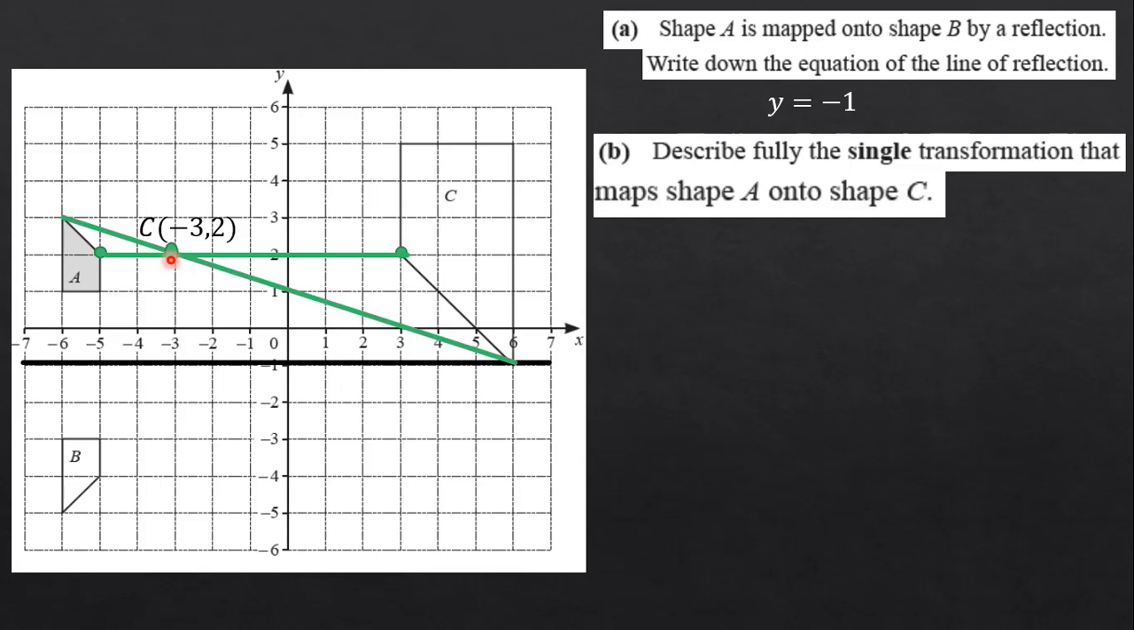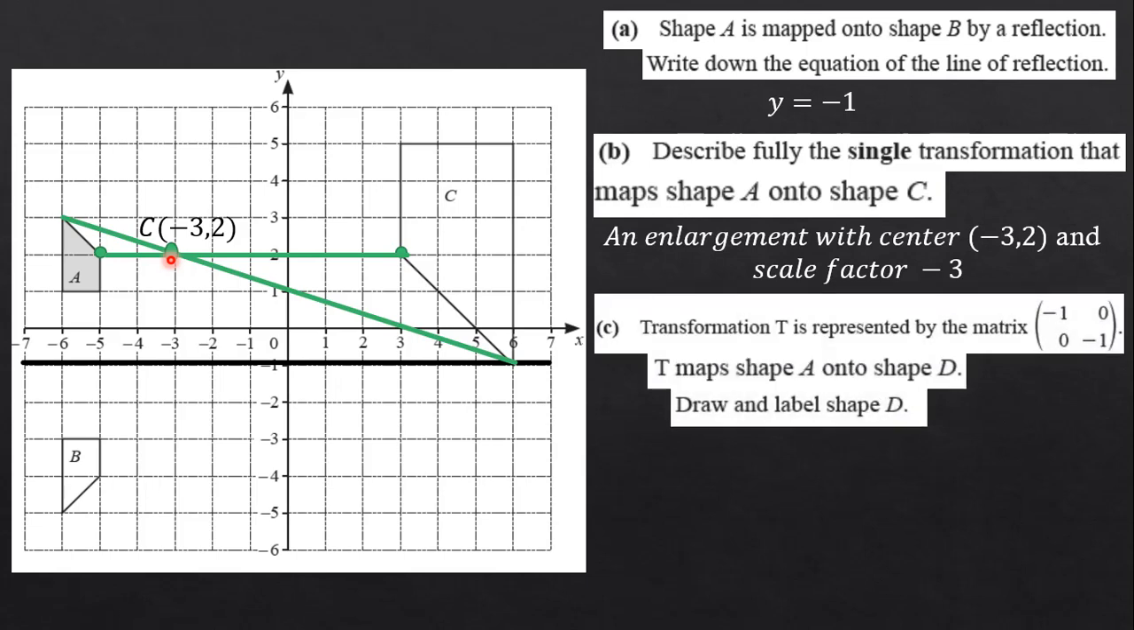So students, how are you going to describe this single transformation? You will say that it is an enlargement with the scale factor of -3 and center (-3, 2). Let us consider now the last part. Transformation T is represented by the matrix -1, 0, 0, -1. T maps shape A, meaning this figure, onto the shape D. Draw and label shape D.